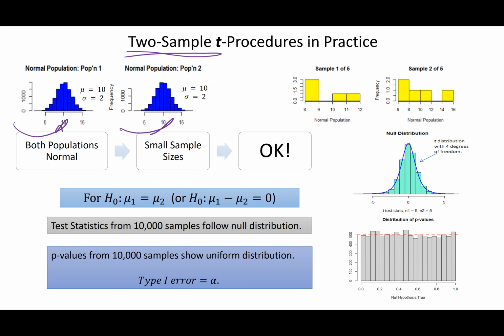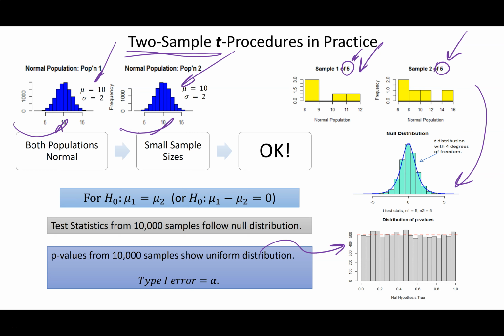Here we're starting off with population 1 and population 2. They're both normally distributed, so even though we took really small samples, a sample of 5 from each, it's okay. It's okay because we know that the populations are roughly normal, so we can count on this sampling distribution, or this null distribution, to be okay. So when you run this, your type 1 error rate ends up being alpha, which is what you set it to be. So small sample sizes like 5 are okay if you happen to know that the populations are normally distributed.